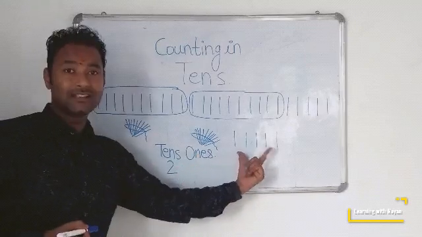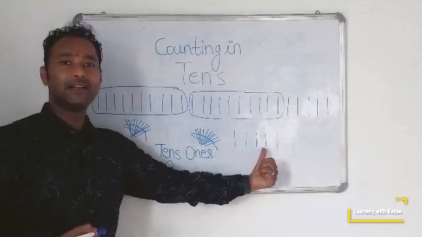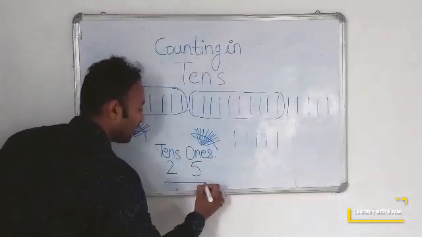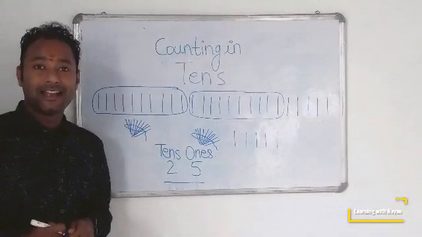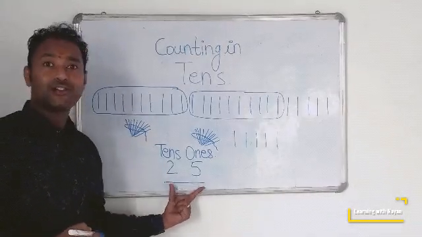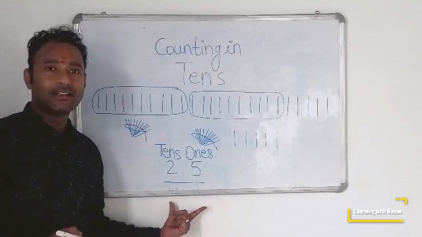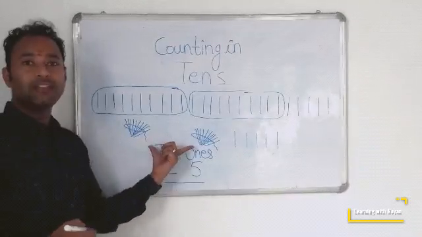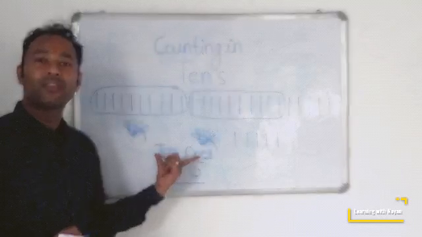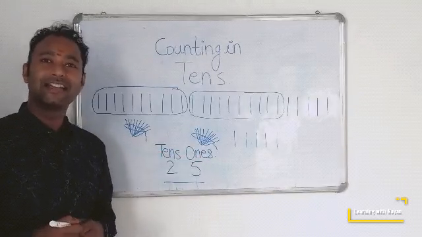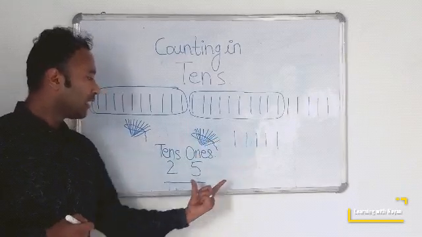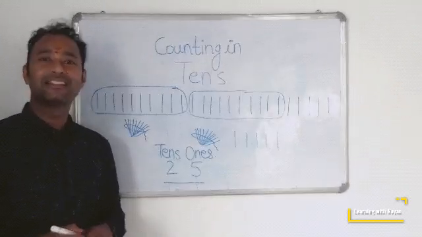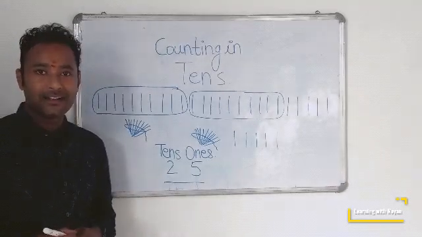And how many are loose? 1, 2, 3, 4, 5. So in the ones position you will write 5. So in total, how many sticks are there on the board? There are 25 sticks drawn on the board. And how many tens are there? There are 2 tens, as they form a bundle of 10 sticks each. And how many are loose? How many are loose sticks? Yes, so there are 5 loose sticks. I hope you have understood.